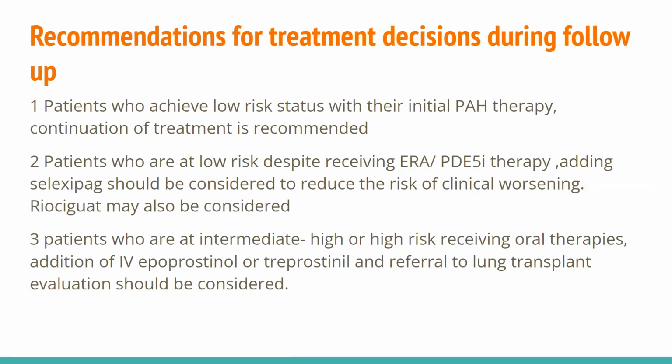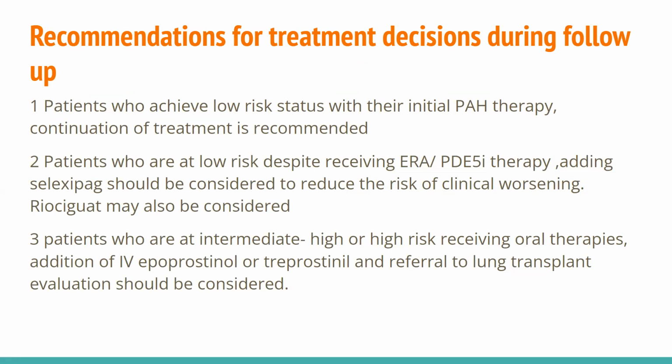So what are the recommendations for treatment decisions during the follow-up of these patients? Patients who achieve low risk status with their initial pulmonary artery hypertension therapy will continue treatment as recommended. Patients who are at intermediate risk despite receiving endothelin receptor antagonists or phosphodiesterase inhibitors, adding selexipag should be considered to reduce the risk of clinical worsening. Riociguat may also be considered.